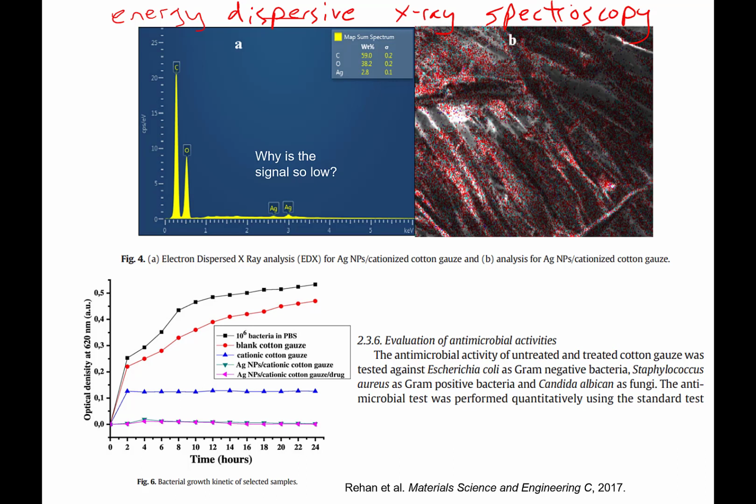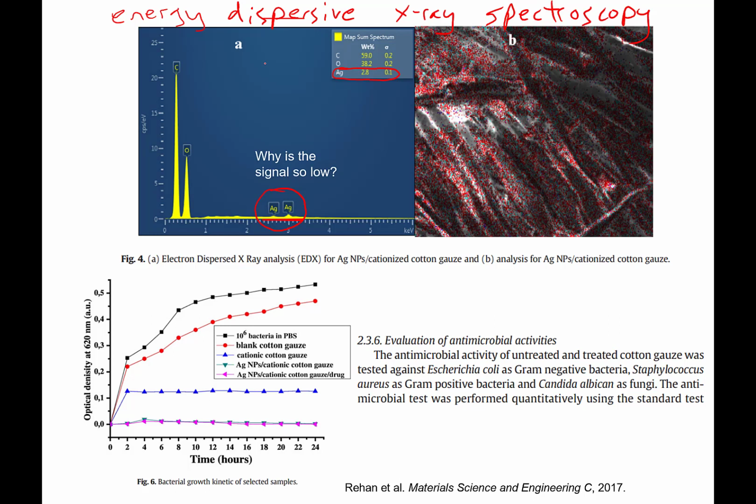So what they see here, so each little red dot is a point where they were collecting data from, and then they see lots of carbon, lots of oxygen, but then down here, a little bit of silver. So they say that they had 2.8% silver. So it kind of poses the question, why is the signal so low? Something for you to think about. But really, you don't need a lot of silver for it to be effective.